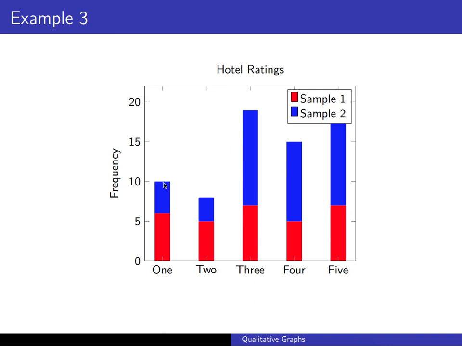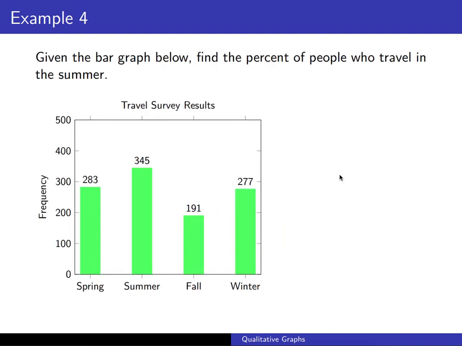We can take the second sample, the next group, and stack those on top of our first group. So this one keeps a nice running total of all the 1s, a nice running total of all the 2s, the 3s, the 4s, and the 5s.